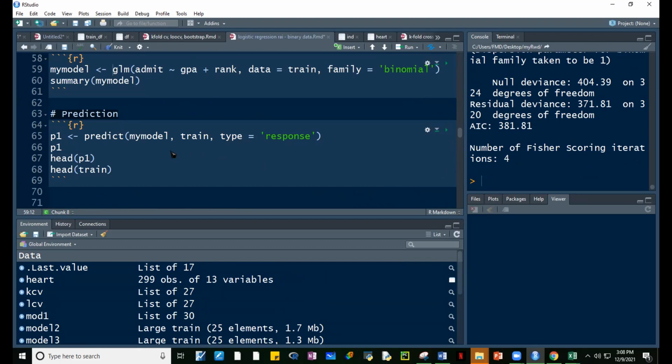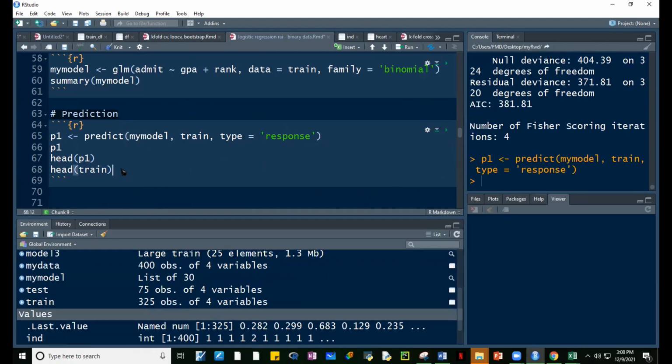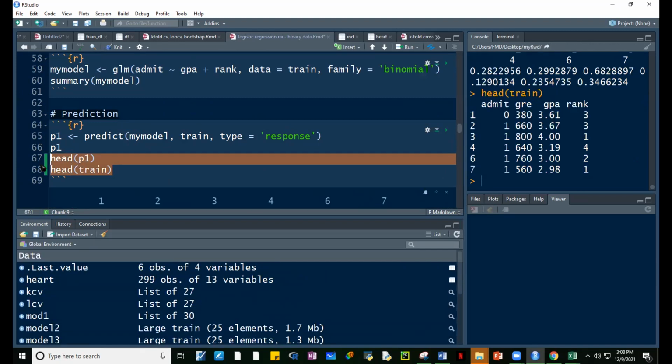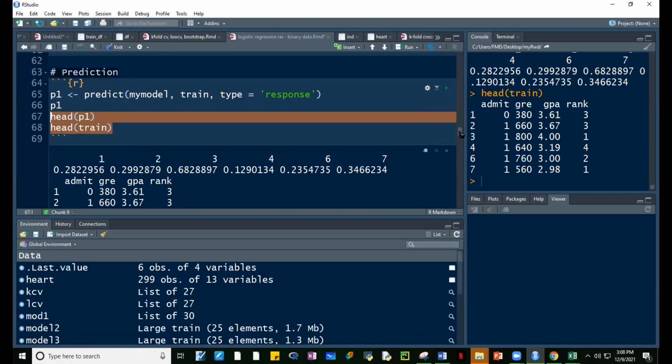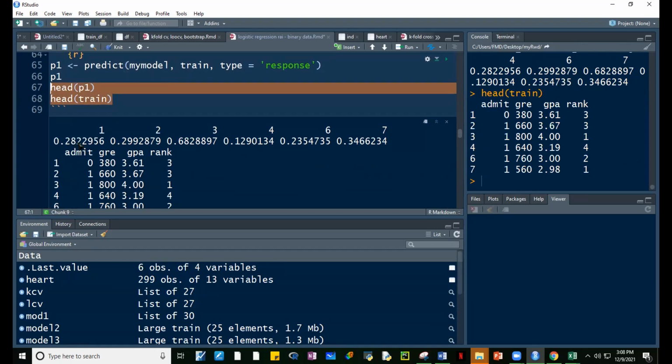Now that we have the result, we can use my model to predict the values of train. This is our P1. I'll just run this, head, and then train. What is given to us are the probabilities. For observation number 1, the probability of being admitted is 28%. The actual data, guys, is admit 0, he wasn't admitted. So this is correct. The second observation, 0.299, so he wouldn't be accepted, but he was accepted according to the actual.